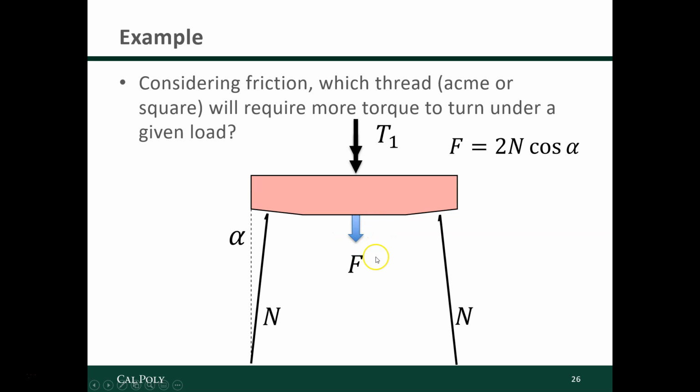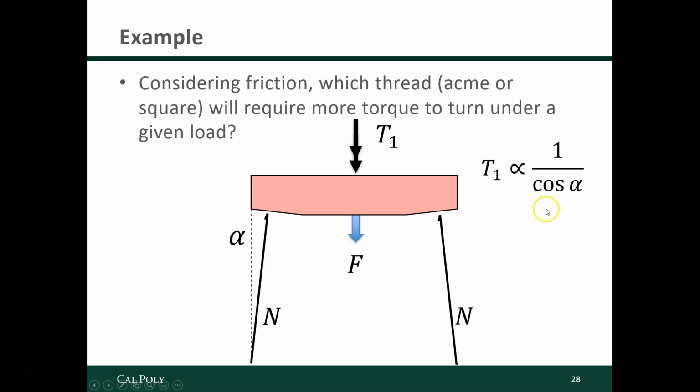Well, this force needs to get supported by, as viewed from the side, 2 times n, this normal force, times the cosine of alpha. So the smaller alpha is, the more aligned with this force that these normal forces are, and the smaller they need to be in order to add up to the total force F. Another way you can look at it is we rearrange the equation. We find that the normal force is F over 2 times the cosine of alpha. And if you remember before, we said that the torque is proportional to the normal force, so we can make the argument that the torque is proportional to 1 over the cosine of alpha.